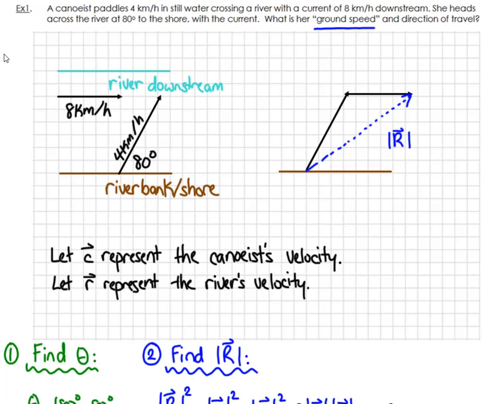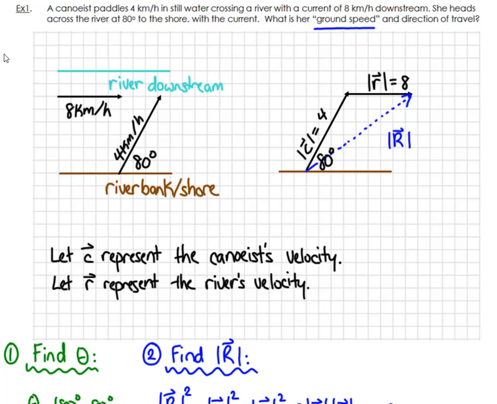So I want the magnitude of the resultant, and let's fill in all the other information we know. I have two let statements there where C represents the canoeist's velocity. The magnitude we already know is 4 kilometers per hour. And then the river, R, its velocity is going to be 8. Oh, they also told us the 80 degrees, right? Okay.